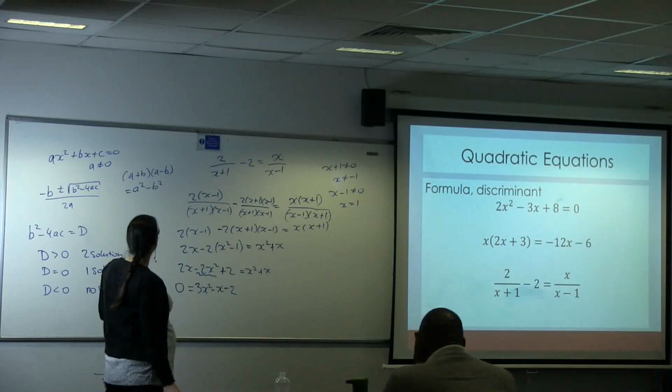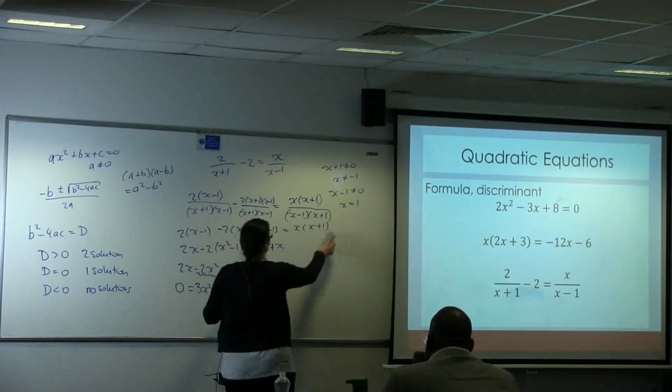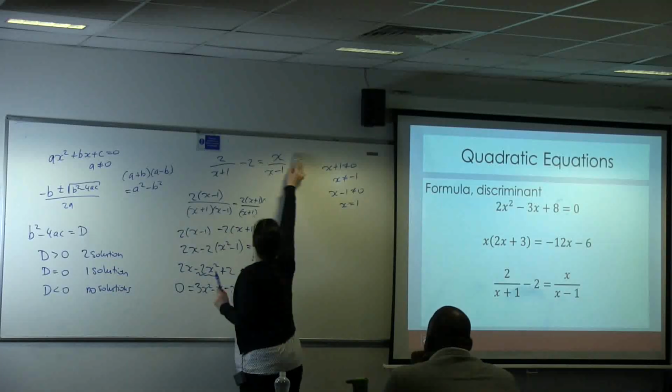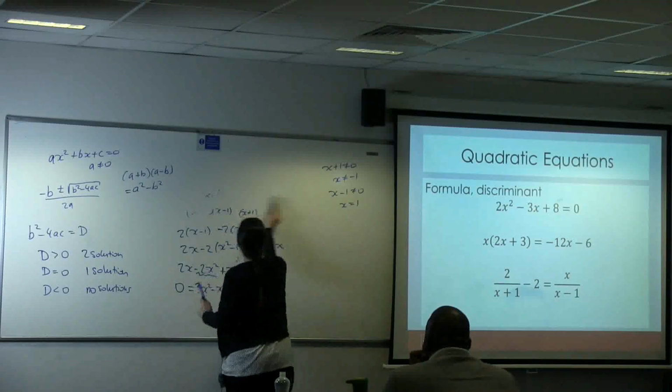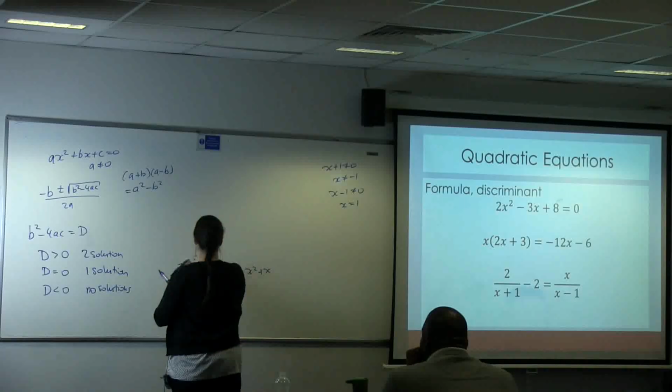What I'm going to do, I'm going to need more space, so I'm going to have to keep those because I need to compare them. And now I'm just going to copy the original equation.